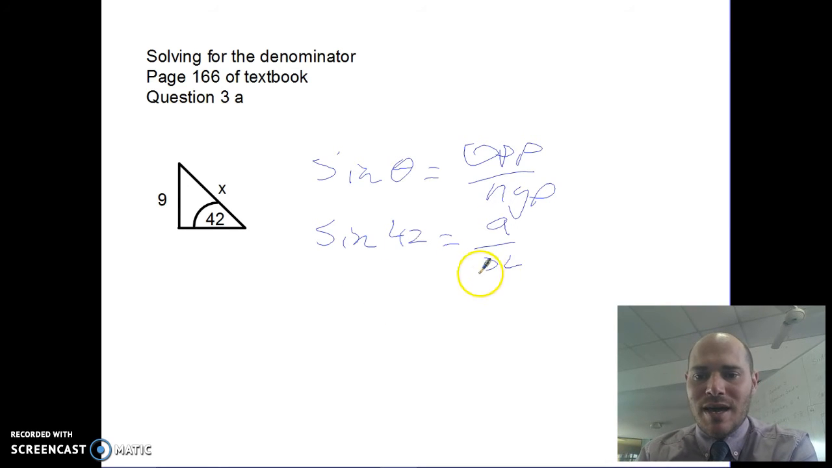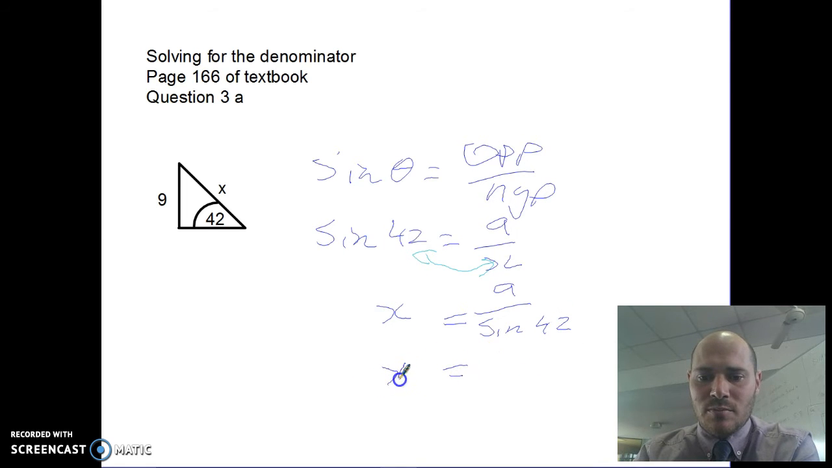So I can't times it by x, but what I can do, I can't just times it by 9, apologies. I can times it by x to get the x over that side, then divide that side by sine 42. Effectively, the shortcut, I'll use a different colour if I can, and I swap these two around. So I end up with x equals 9 over sine of 42.